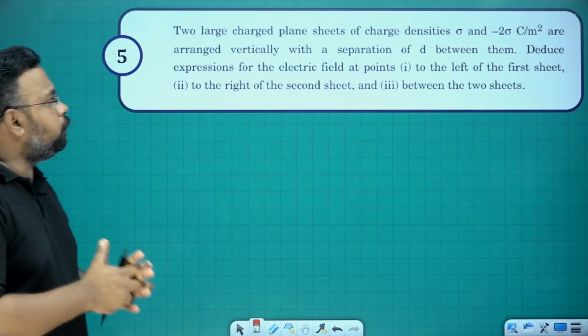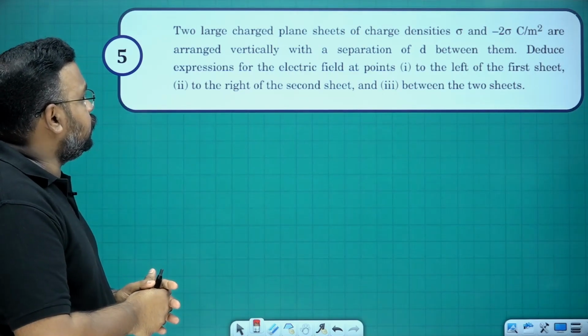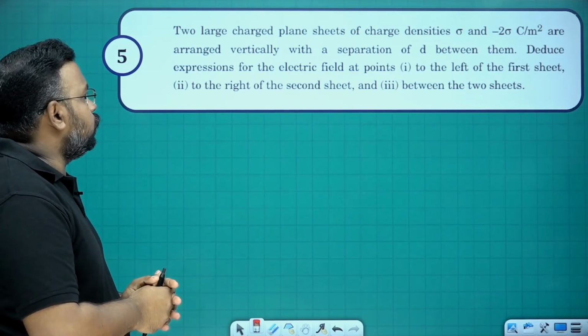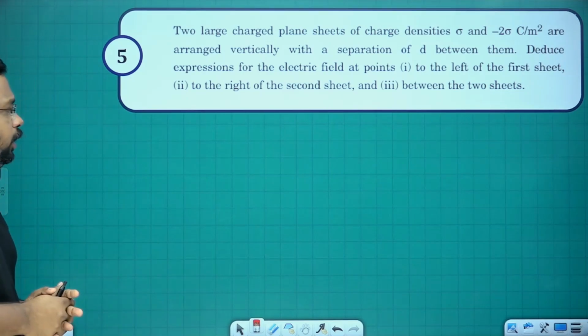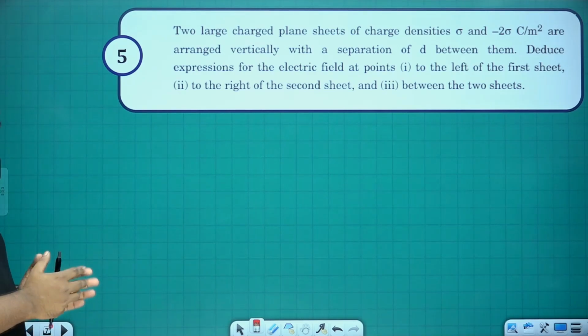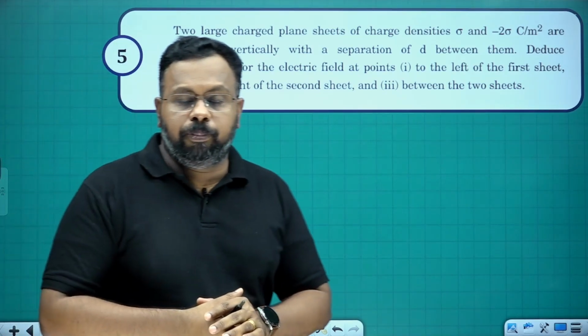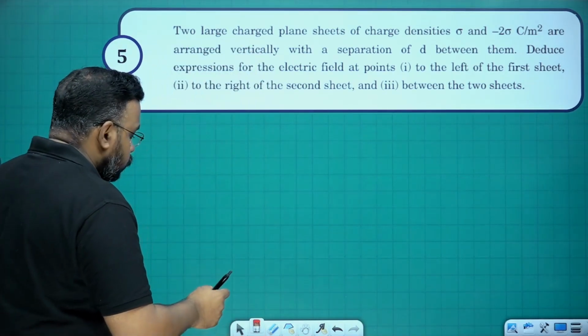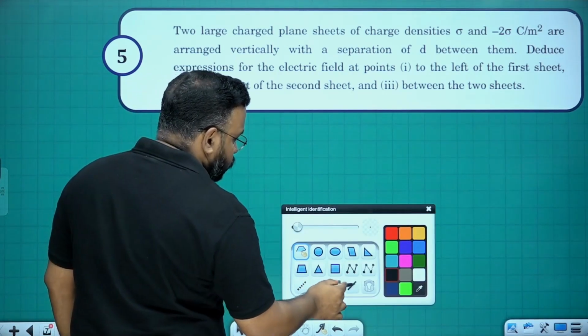Two large charged plane sheet of charge densities sigma and minus 2 sigma coulomb per meter square are arranged vertically with a separation of d between them. Deduce the expression for the electric field at points to the left of the first sheet, to the right of the second sheet, and between the plates. So here you just look, what is the question? What is the meaning of the question?